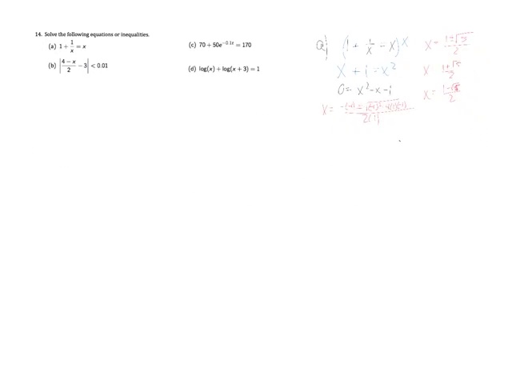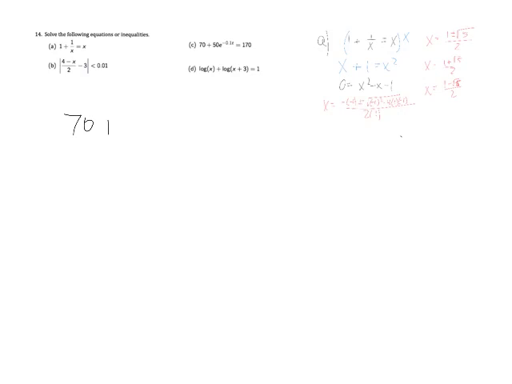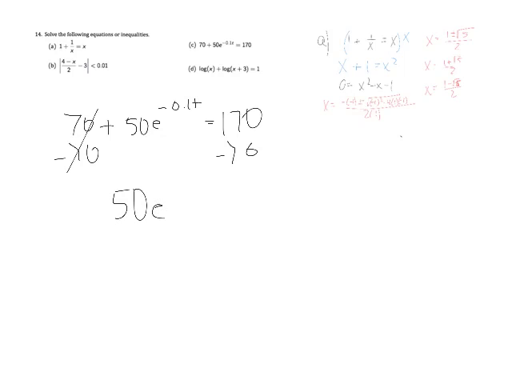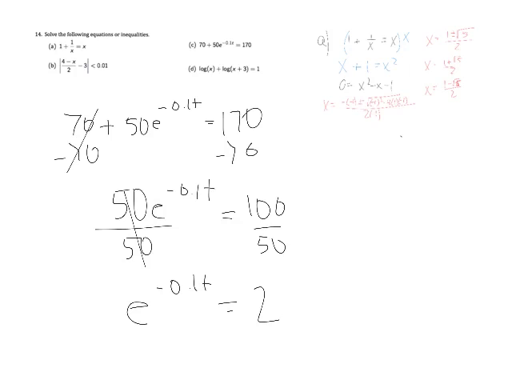So let me move A way up there. All right, so C is an exponential. So we've got 70 plus 50 e to the negative 0.1t equals 170. Subtract 70 from both sides, please. So that's gone. So you have 50 times e to the negative 0.1t equals 100. Divide both sides by 50. Okay. So then we have e raised to our exponent, and that equals 2.